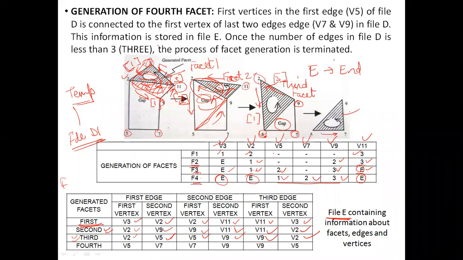Since the orientability is in this direction, I am going to check against this orientability. As you can see, the edge 5-9 has opposite orientability on the opposite facets. The facet information stored over here is that this is your first edge, this is your second edge, and this is your third edge. The first edge is V5 and V7, the second edge is V7 and V9, and the third is V9 and V5.